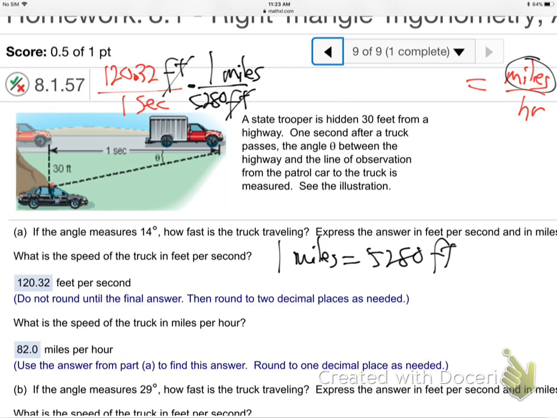If I was to stop the problem right now, I'm not going to, but if I was, what would be my units that are left standing?